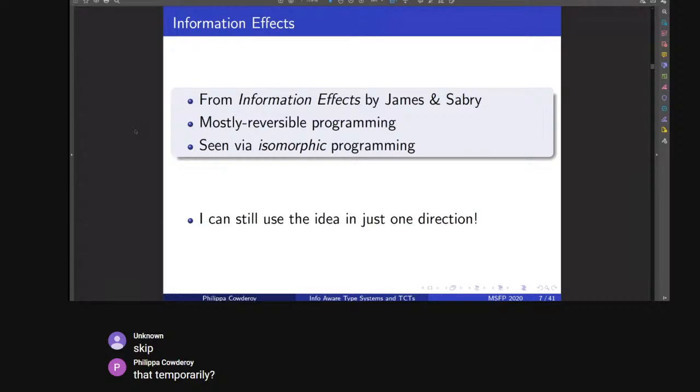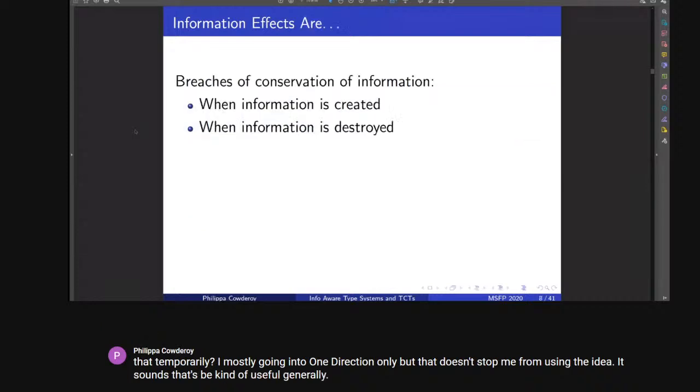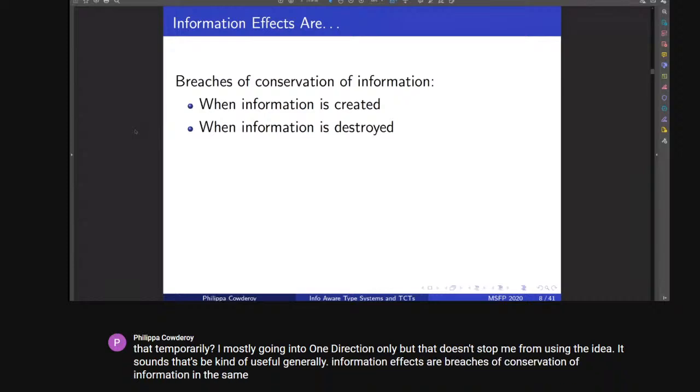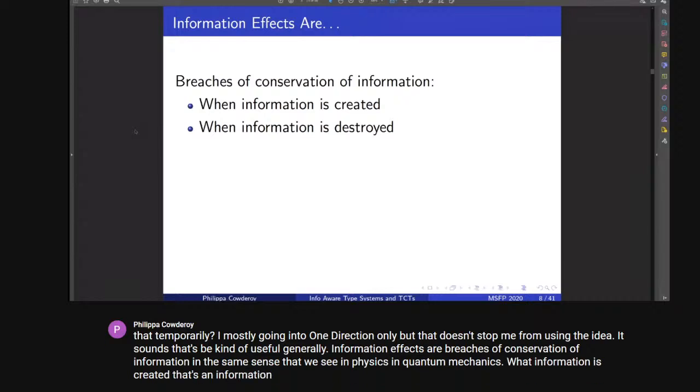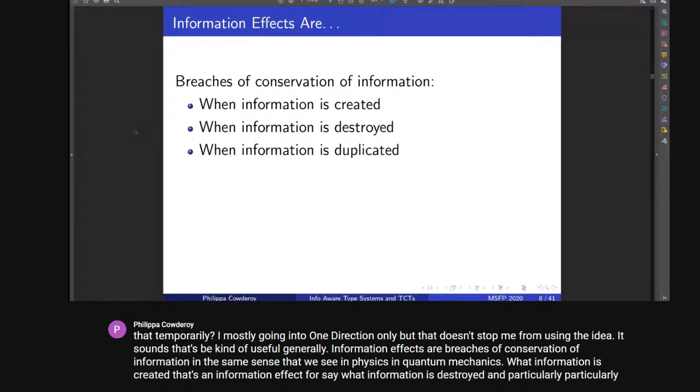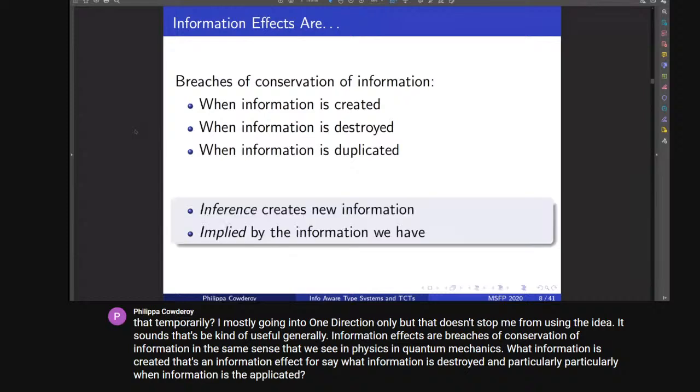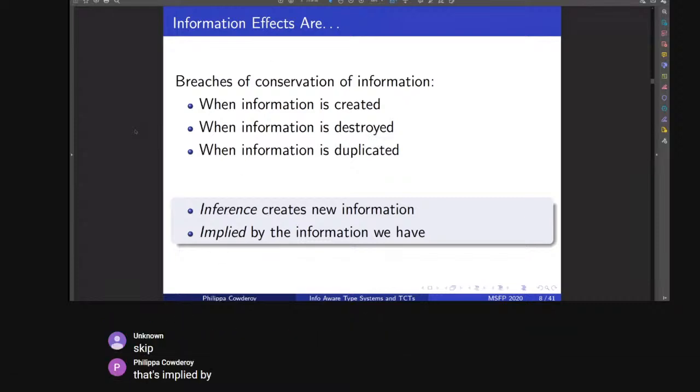I'm mostly going in one direction only, but that doesn't stop me from using the idea. It turns out to be kind of useful generally. Information effects are breaches of conservation of information in the same sense that we see in physics and quantum mechanics. When information is created, that's an information effect. The same when information is destroyed, and particularly pickily when information is duplicated. So, inference creates new information that's implied by the information we have, and that's the link with type systems.